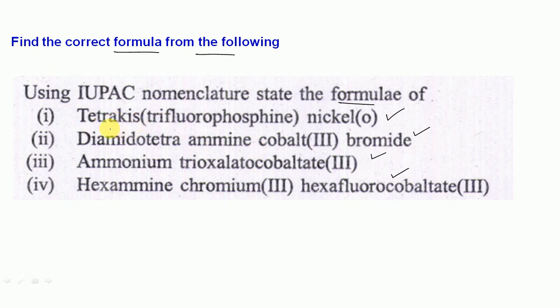What are the nomenclatures given? Tetrakis(trifluorophosphine)nickel(0). Second one, diamidotetraamminecobalt(III) bromide. Third one, ammonium trioxalatocobaltate(III). Fourth one, hexaamminechromium(III) hexafluorocobaltate(III). So we can discuss one by one.